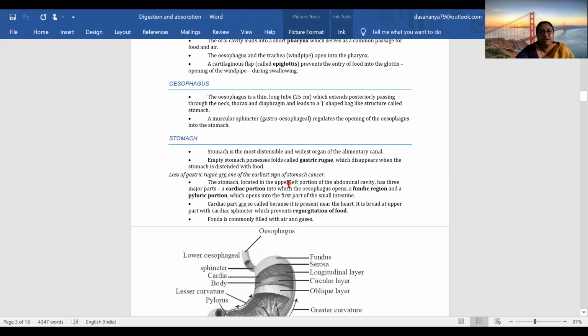So if the stomach loses gastric rugae, this way we can understand that there is a problem and a person is suffering from stomach cancer. So where is the location of the stomach? It is present at the upper left part of the abdominal cavity. So always remember, books and your left and right are different. They will always be talking in two terms. When diagrams are drawn, they will be mentioning left, which is right to you. And when they are writing in description, it will be your left.